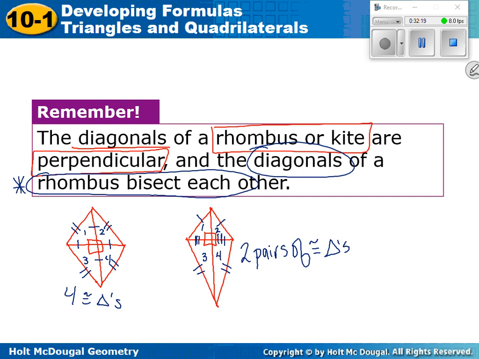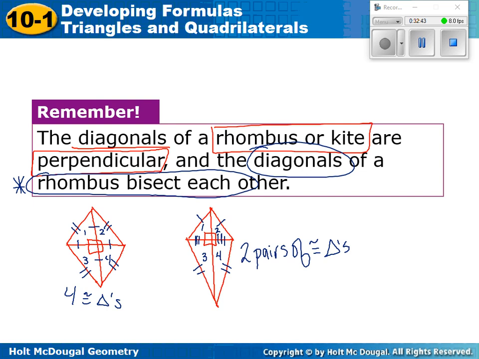But before we look at their formula, back to chapter 6. A rhombus is always what other shape? A rhombus is not always a square. A square is always a rhombus. A rhombus is not always a square. What is a rhombus always? A parallelogram. Remember when we talked about our big Venn diagram parallelograms?